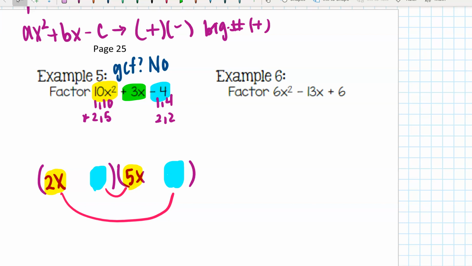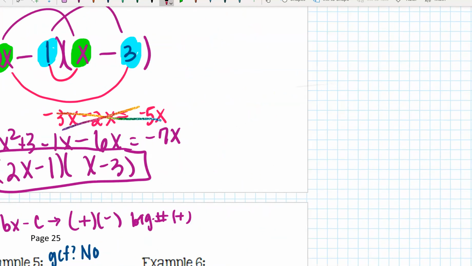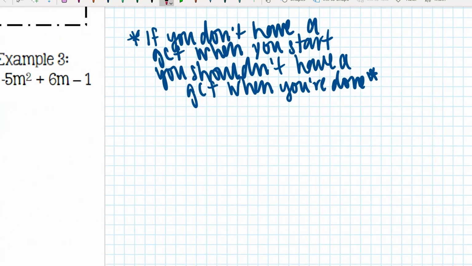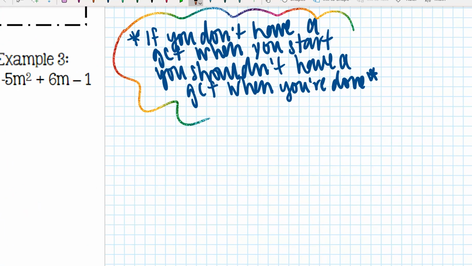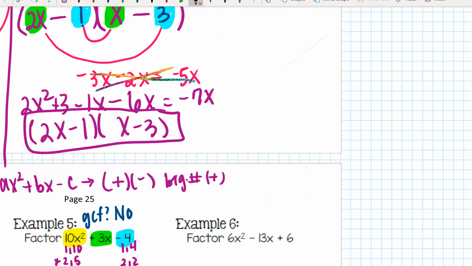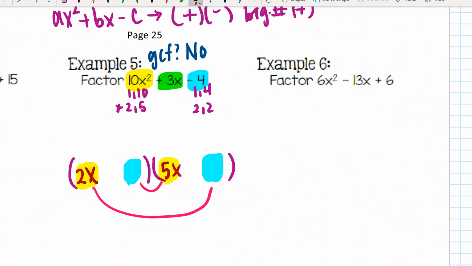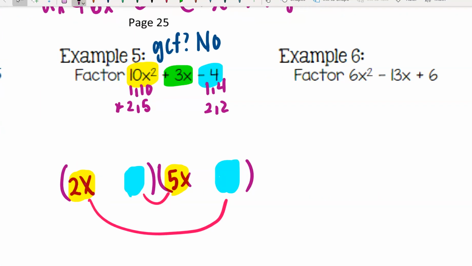when we pick whether we want 1, 4, or 2, 2, remember this little sentence I said? I'm going to go off to the side over here. If you don't have a GCF when you start, you shouldn't have one when you're done. I say that because if you look at our factors 2, 2, those are our lowest that I suggest you start with. If I plug in 2 and plug in 2, here in this first binomial, I have now created a GCF that didn't originally exist.